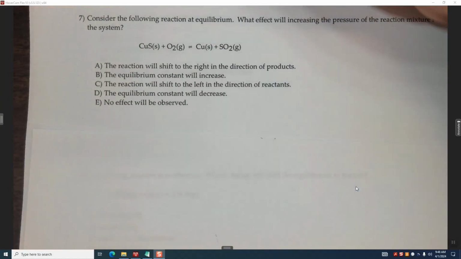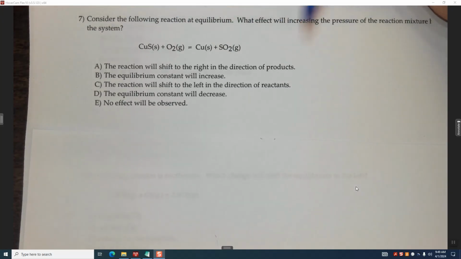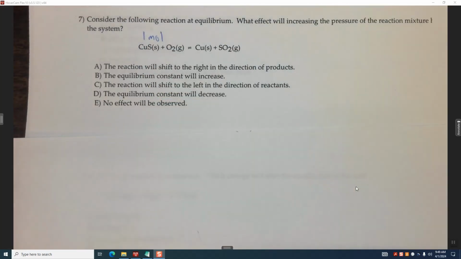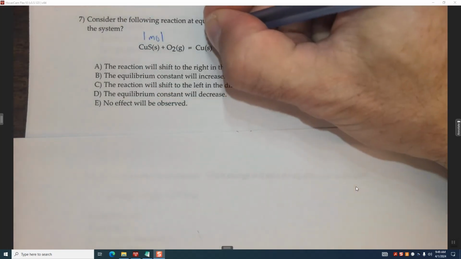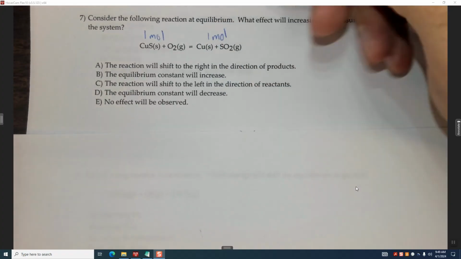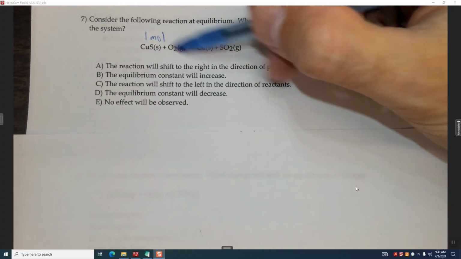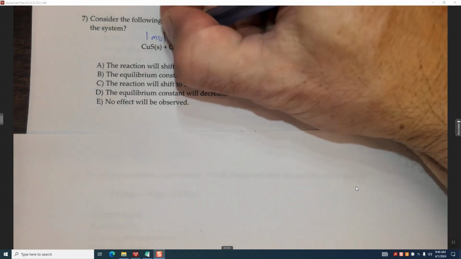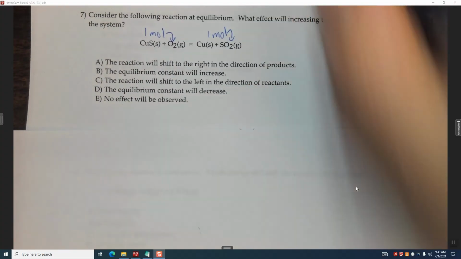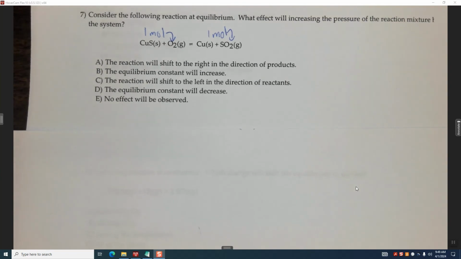All right, number 7 says, consider the following reaction at equilibrium. What effect will increasing the pressure of the reaction mixture have on the system? So if we look here, we have a solid and a gas, and a solid and a gas. Because the pressure is only going to affect the gases, we have 1 mole of gas on our reactant side, and 1 mole of gas on our product side. Specifically, the O2 is the 1 mole of gas on this side, and the SO2 is the 1 mole of gas on this side. So there's an equal amount of gas on each side.